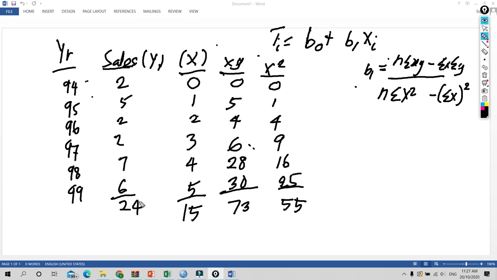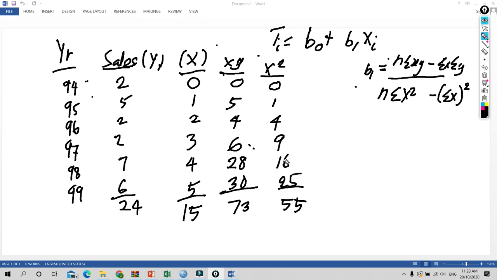24 here. So let's do a double check. We have 1 plus 2 plus 3 is equal to 6, 6 plus 4 is equal to 10, 10 plus 5 is equal to 15. Then 5 plus 4 plus 6 is 15, 15 plus 30 is 45, 45 plus 28 is 73. And here is 14.